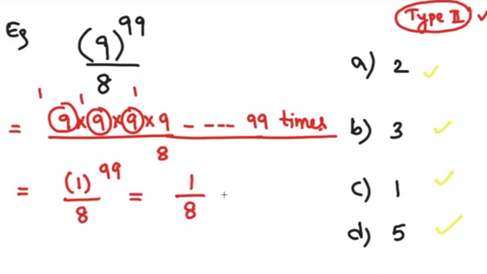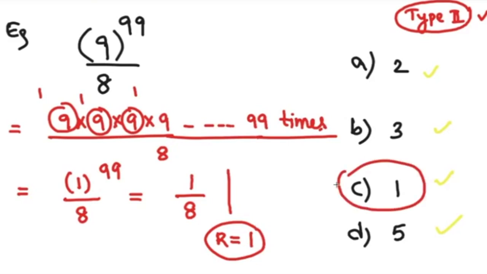Now I have to calculate what the remainder of 1 by 8 is. Earlier we discussed a point: A by B remainder is A itself if and only if the B value is more than the A value. So here, what is the remainder of 1 by 8? It is going to be 1. Very good. So we can say the remainder of 9 power 99 by 8 will be equal to 1. Are you clear, guys?